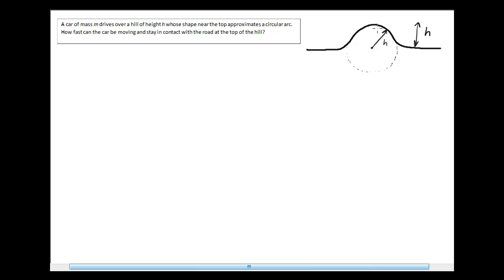So at the very top of the hill, this car is moving, and right at the very top, of course, its speed, v, would be the velocity vector would be directed horizontally, and we want to work out some kind of relationship to find out what the maximum safe velocity is. How fast can the car be moving and stay in contact with the road? All right, that's the question.